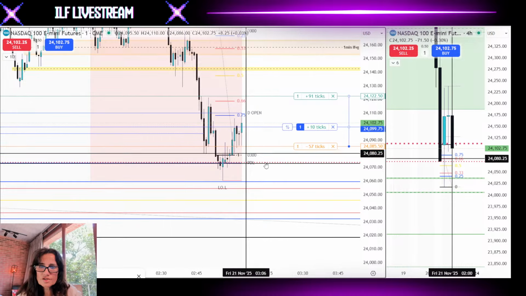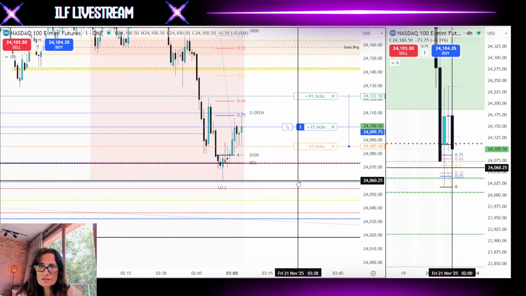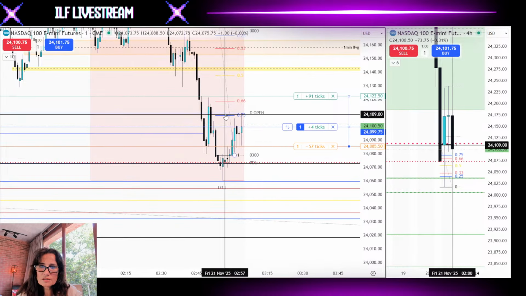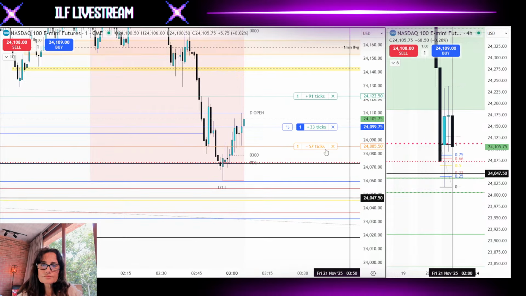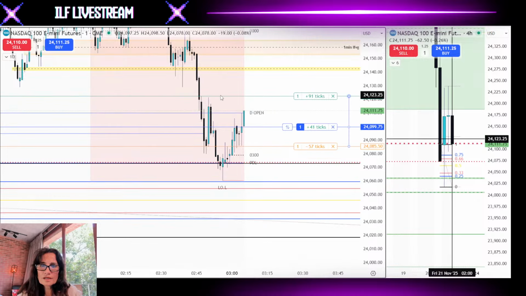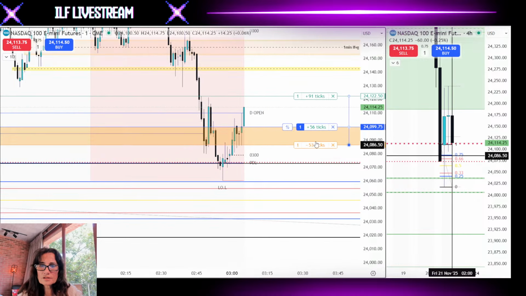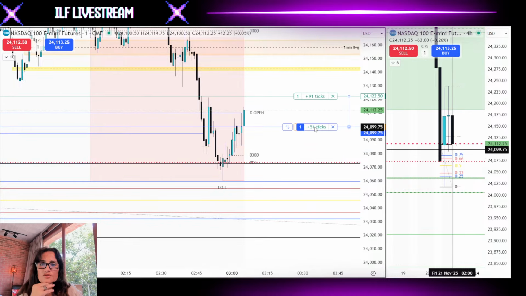Daily open. Obviously it rejects a little bit. That's okay. We don't mind. We expect that. And now I just want this liquidity and I'm break even. Normal losing trade.